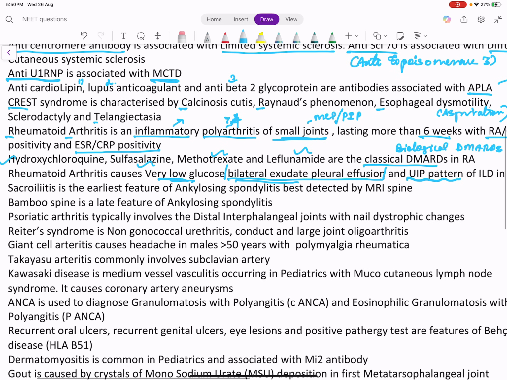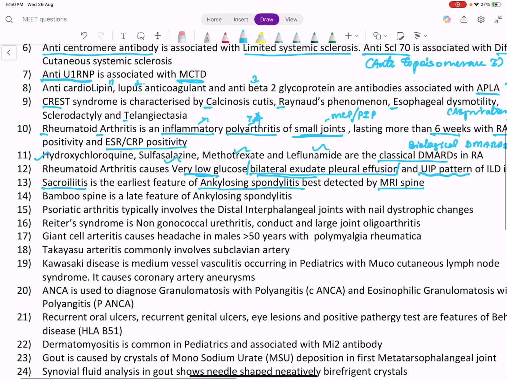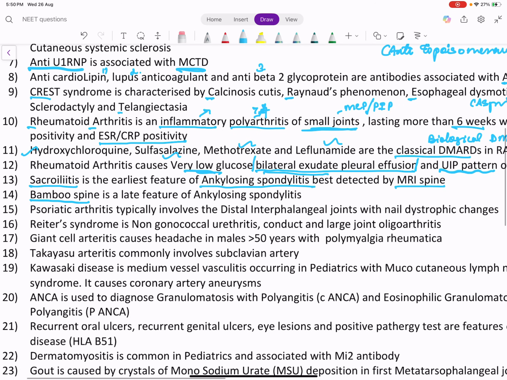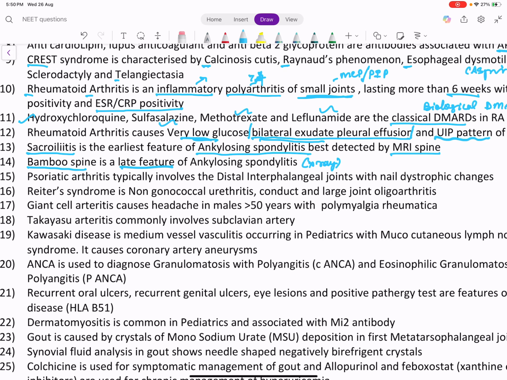Now coming to the next joint disease, which is ankylosing spondylitis. The earliest feature of ankylosing spondylitis is sacroiliitis. It is detected by MRI spine. Previously, bamboo spine was the finding detected in X-ray lumbosacral spine, but that is a late feature. The earliest feature is sacroiliitis detected by MRI spine.